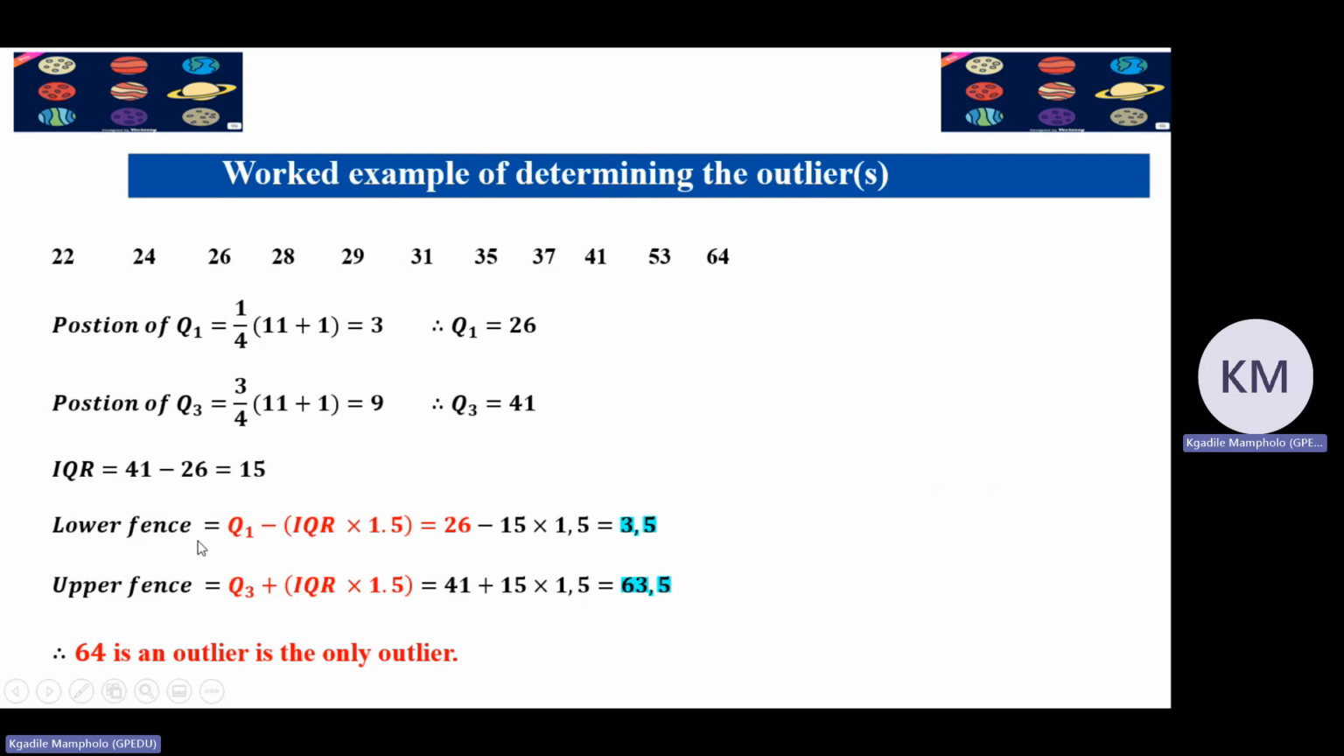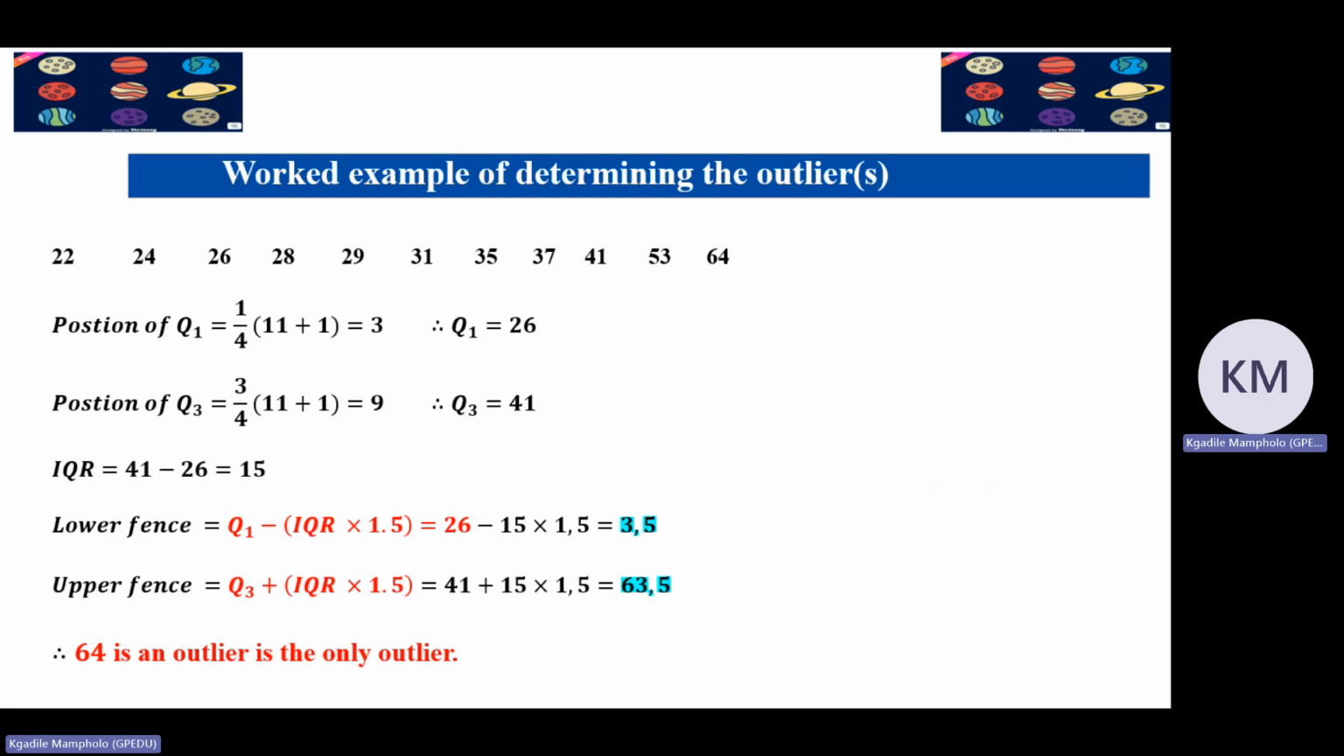As I said in the previous slide, to find the lower fence, you say Q1 minus interquartile range times 1.5. In this case, it will be 26, which is Q1, minus 15, which is the interquartile range that we calculated here, times 1.5. The answer will be 3.5. The upper fence is Q3 plus interquartile range times 1.5. This will be 41. Remember, 41 is Q3, the upper quartile. And then the interquartile range is 15, and we say times 1.5.